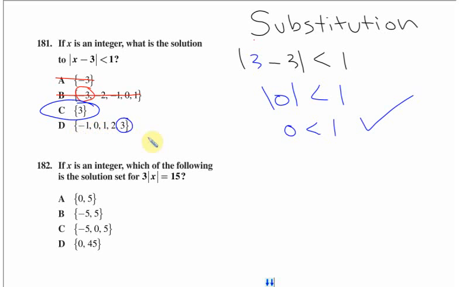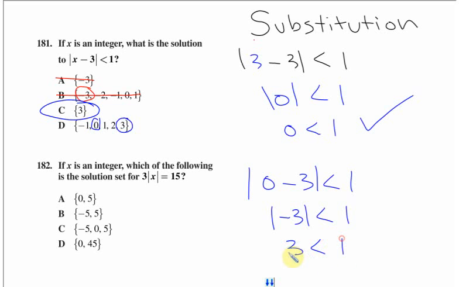So I'm going to go ahead and substitute in again. I'm going to plug in 0, because 0 is one of the options and it's the easiest out of all of the other numbers. So the absolute value of 0 minus 3 is less than 1. 0 minus 3 is negative 3, and the absolute value of negative 3 is 3. Well, is 3 less than 1? No, it's not. So your answer cannot be D. It has to be C. Only 3 works out of these number sets here, your solution sets.